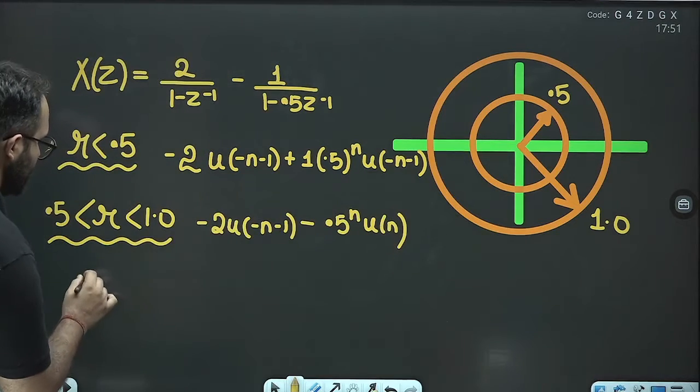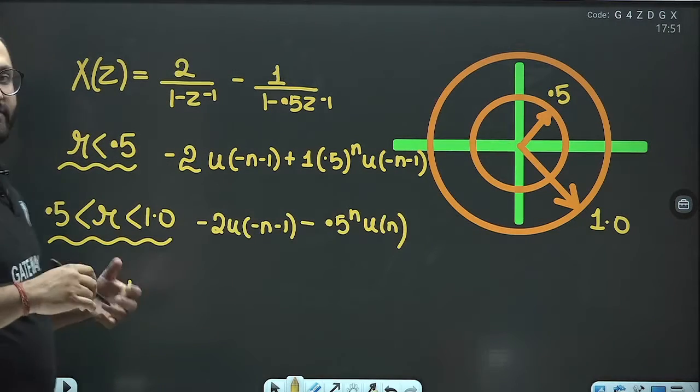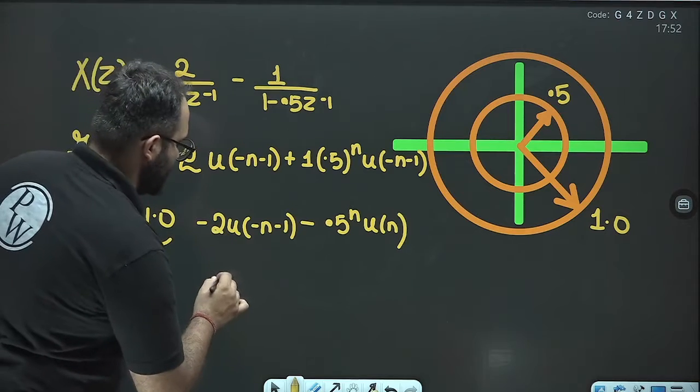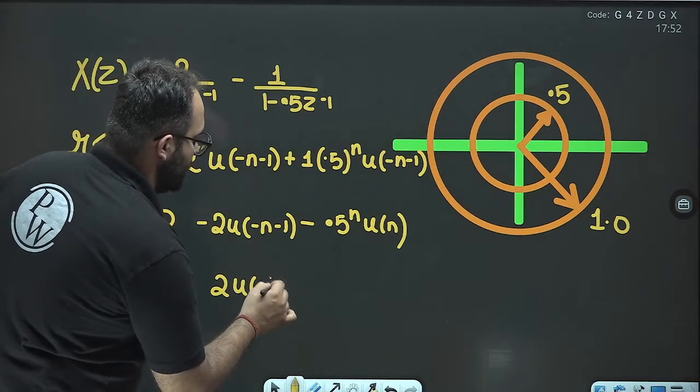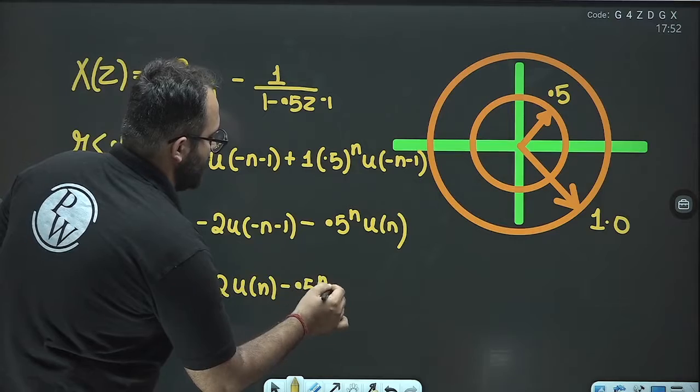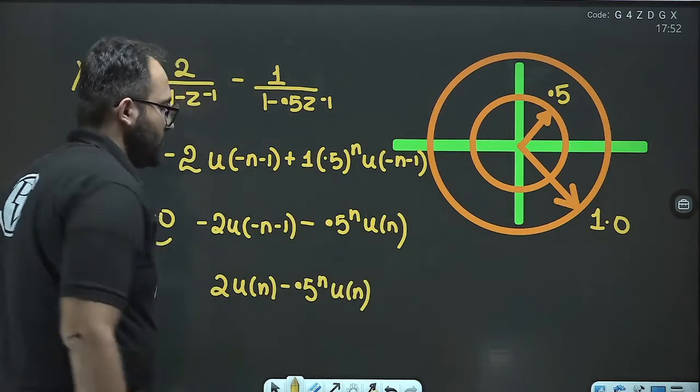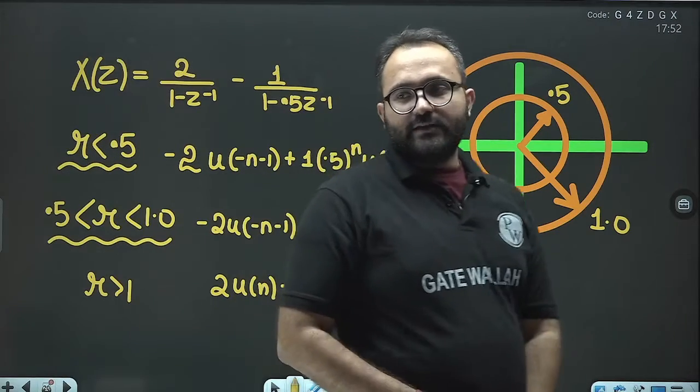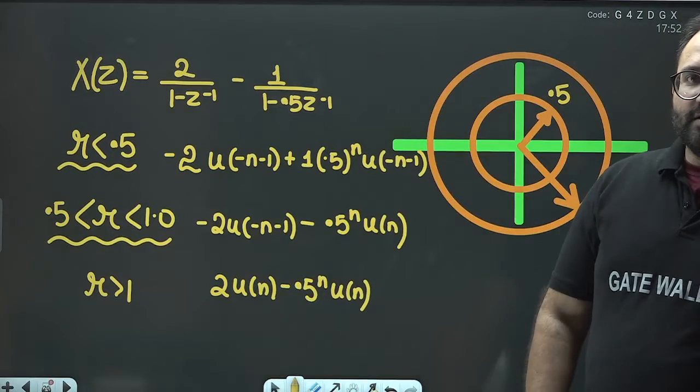And third, r greater than 1, both the poles will be right sided. So this is 2 u of n. Okay, so both are right sided. So this is how we can easily get the signals by inverse Z transform.